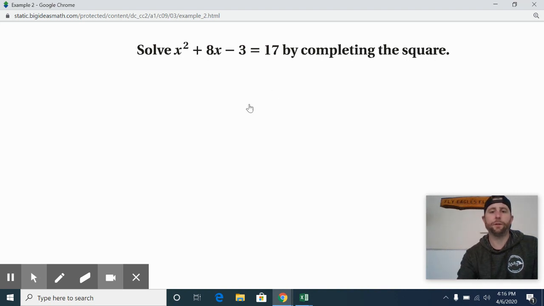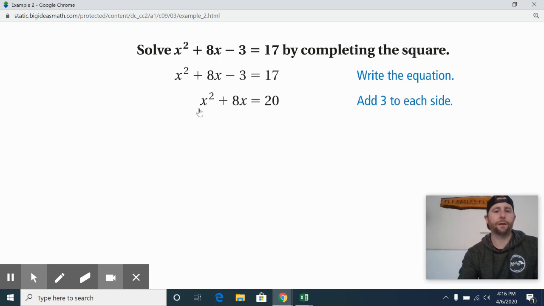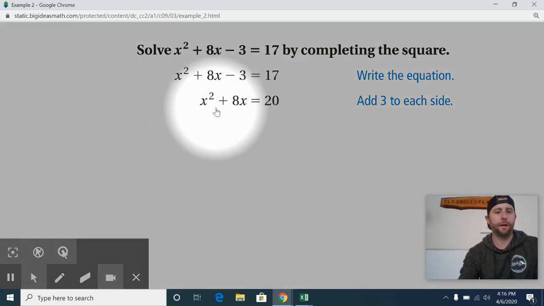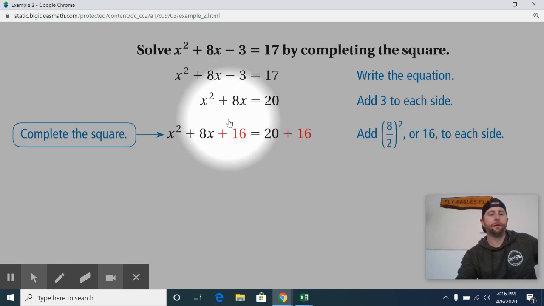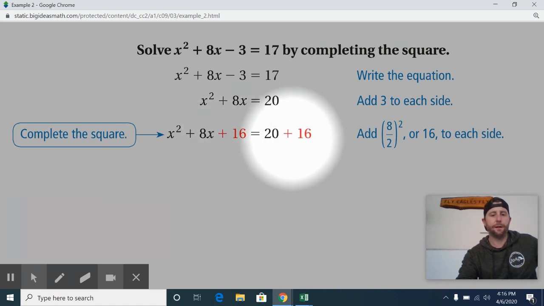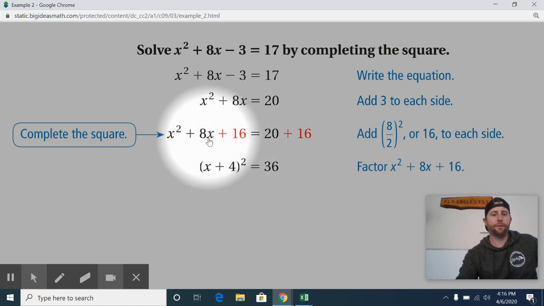Now to complete the square, I need this equation to be in the correct form. That correct form looks like this. I need the x squared plus 8x on one side, and I need the constant on the other. At this time, I'm going to complete the square. So take half of 8 and square it to get 16, and we have to add that 16 to both sides.